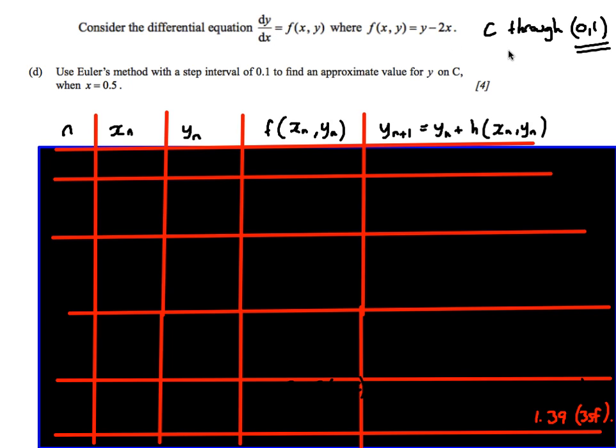And then we also know that C, the curve that we're looking at, passes through (0, 1). So this is our initial point, this is our initial value. And then we need to set up our table that looks like this. So we've got n, xn, yn, f of (xn, yn), and then yn+1 equals yn plus h f(xn, yn).